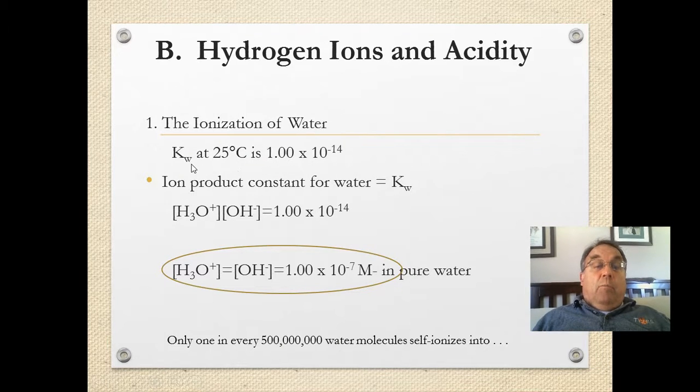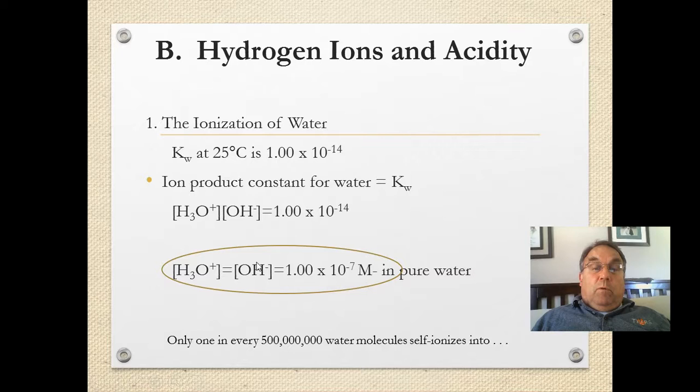Now, when you have water at room temperature, the value for this is extremely small. It's 10 to the negative 14th. Okay, so only one in about every 500 million water molecules will self-ionize. An incredibly small number. So then the final expression for the equilibrium, the ion product constant for water, is the hydronium ion concentration times the hydroxide ion concentration equals 1 times 10 to the negative 14th. Okay, now, since these two are equal, we can say that x times x equals 1 times 10 to the negative 14th.